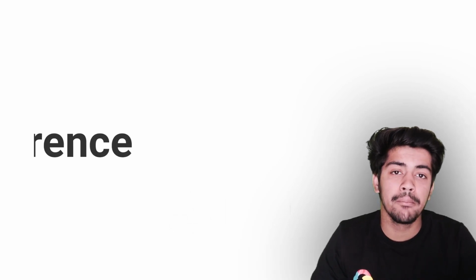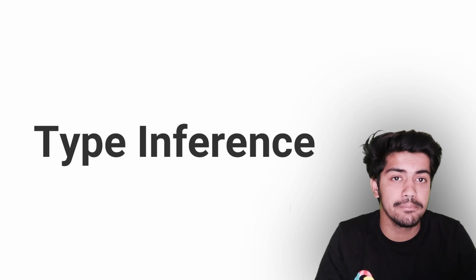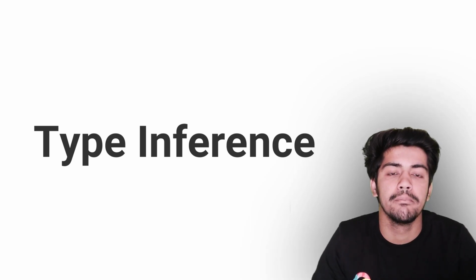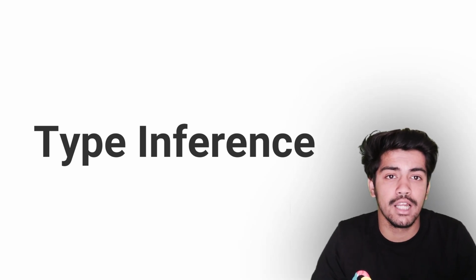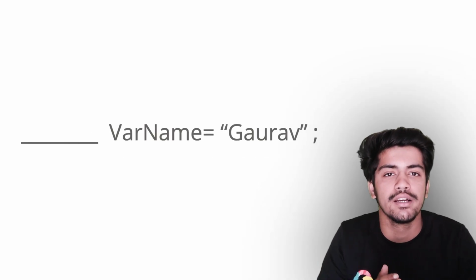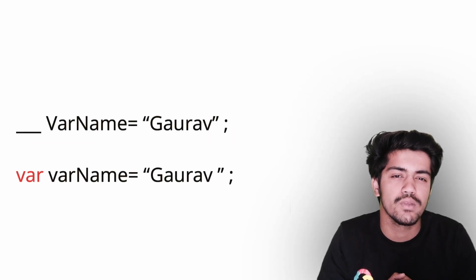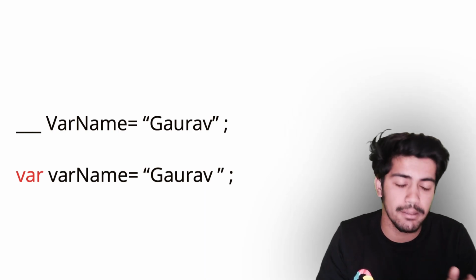Type inference is the ability of a programming language to infer types when not specified by the user. Type inference allows us to declare a variable without explicitly mentioning the type of data. In Dart, we can use the var keyword in place of the data type. Let's understand this with an example.